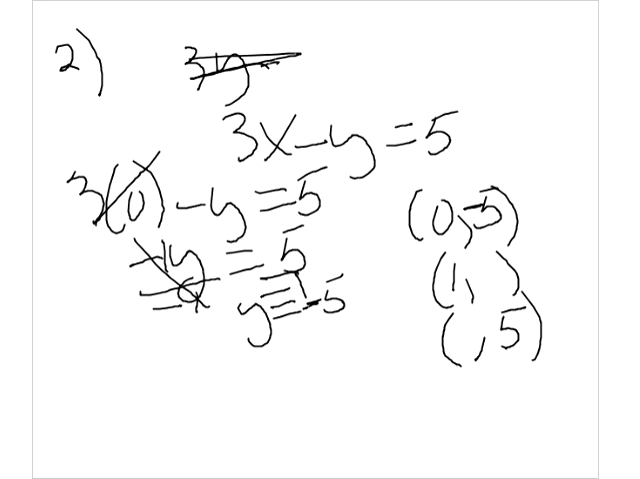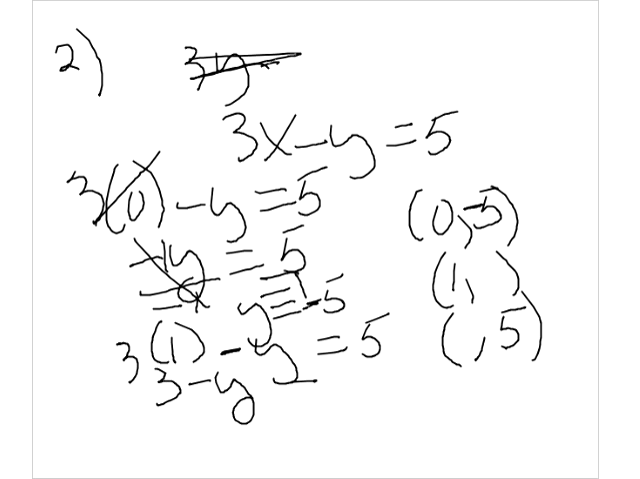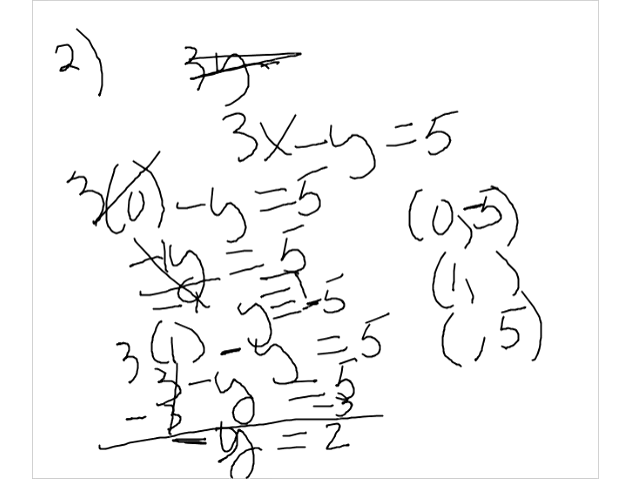Now, the next one wants to know what would y equal when x equals 1. So I plug in 1 into that same equation, and this would give me 3 minus y equals 5. Then I would subtract 3 from both sides, and that would give me minus y equals 2. And when I divide both sides through by minus 1, I would get y is equal to negative 2.